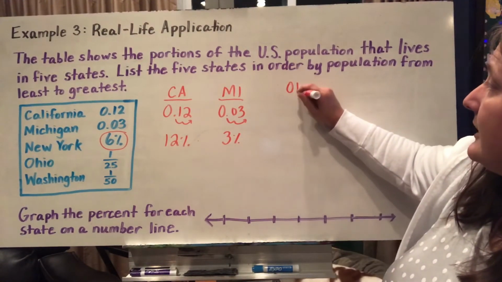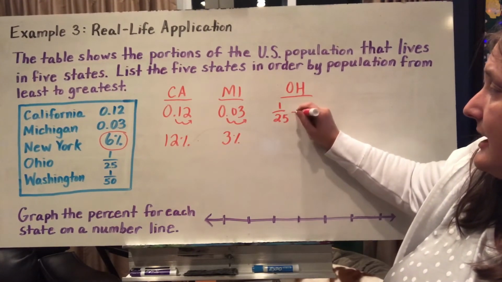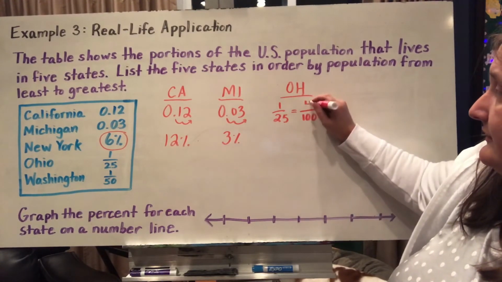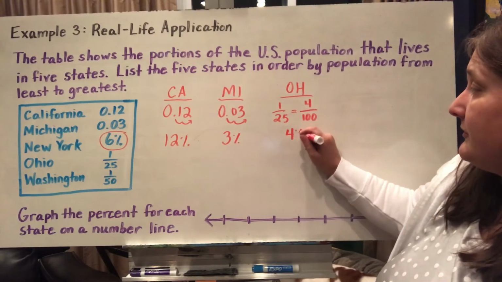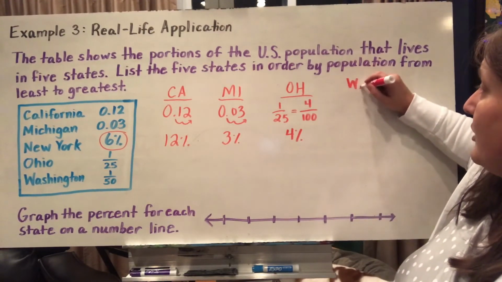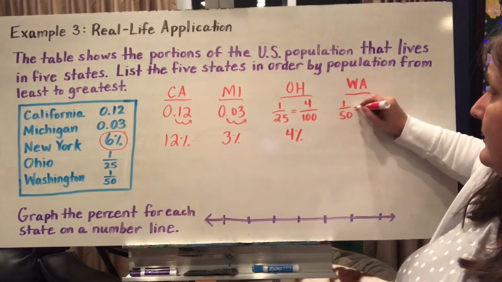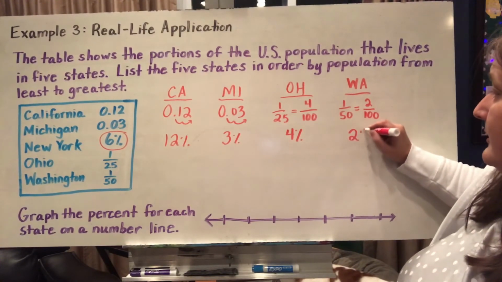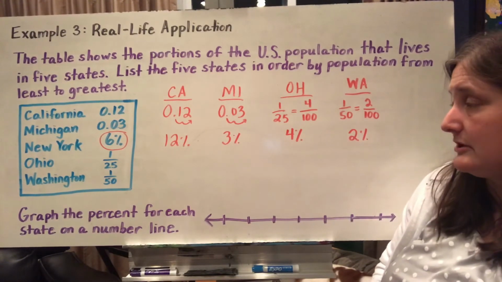Now Ohio's data was written as a fraction, so I'm going to have to change it to be a fraction out of 100, which means I'm multiplying by 4, so I do the same to the top. And 4 out of 100, or 4% of the population, is living in Ohio. And last but not least, Washington has 1/50th of the population living there. So I'll double both of these to get a fraction out of 100. So 2 out of 100, or 2% of the population, is living in Washington.